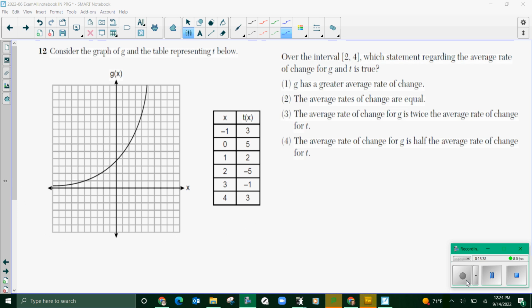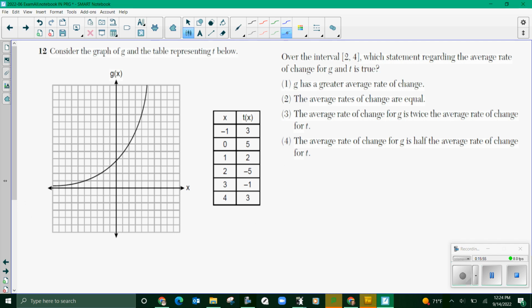Number 12 has a lot going on, but you know what? It's really an Algebra 1 problem. Thank you for giving me this. Consider the graph of G, which is the graph on the left, and the table on the right of T, which is T of X, over the interval from 2 to 4. So here's 2 on the X, and here's 4 on the X. Here's 2 on the X for my T of X, and here's 4. Which statement regarding the average rate of change for G is true?